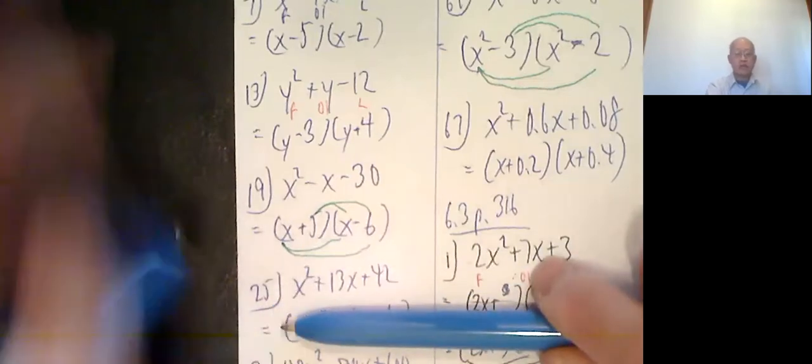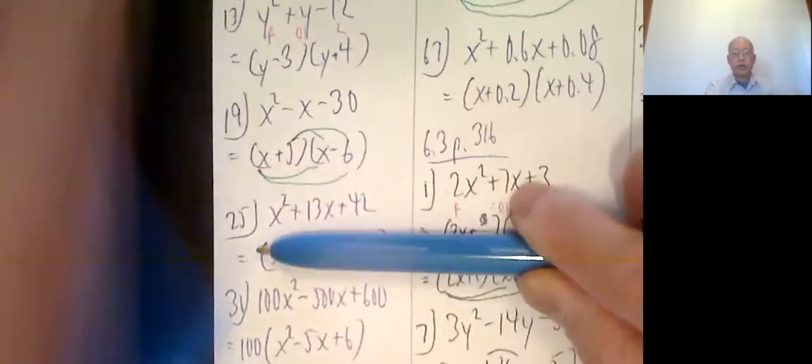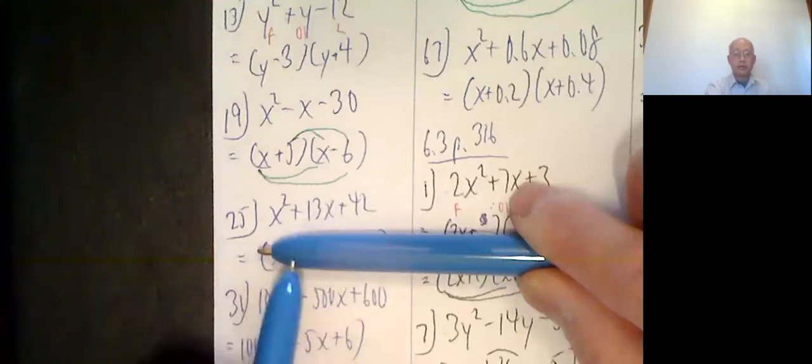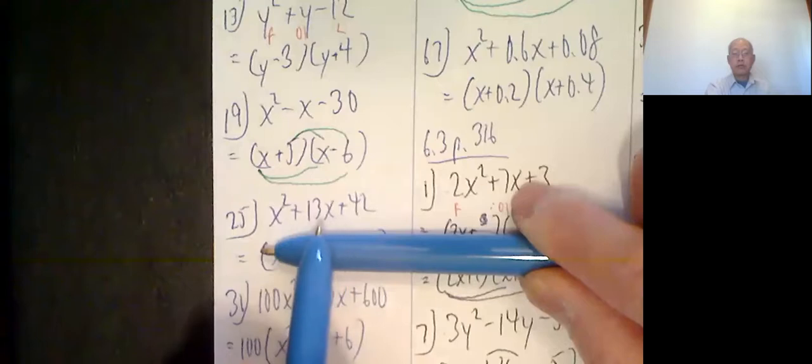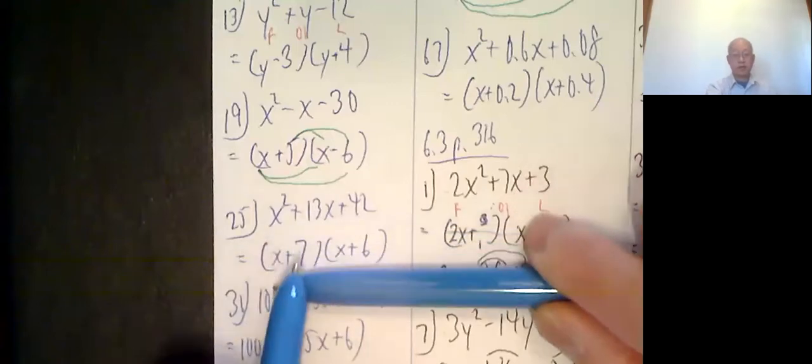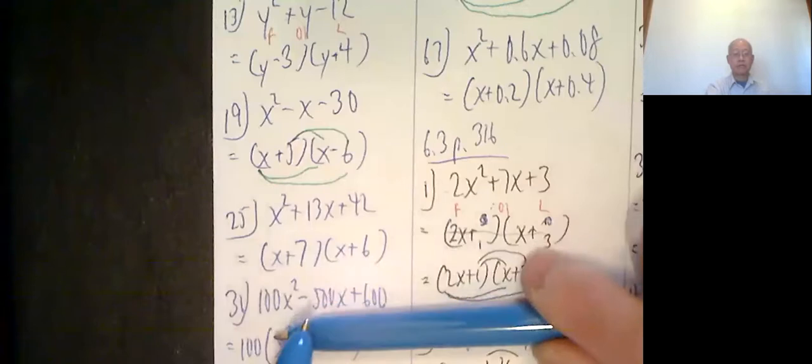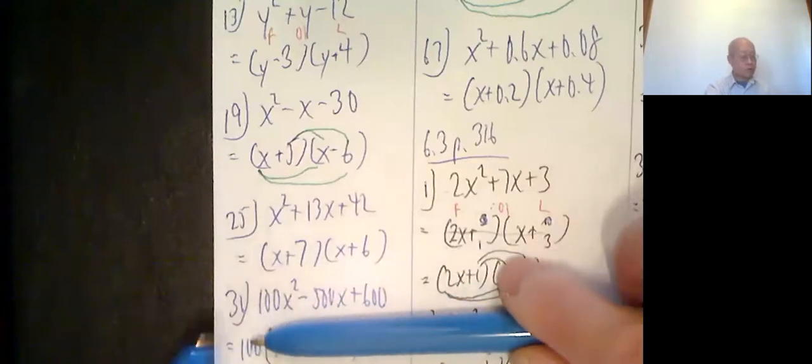Okay, 25, x squared plus 13x plus 42. Plus plus is always plus plus. x squared is x times x. So think of two numbers from your times tables. When you multiply them, you get 42. When you add them, you get 13. 7 and 6, or 6 and 7. Okay, so x plus 7, x plus 6. Okay, 31, first you have to factor out the greatest common factor.